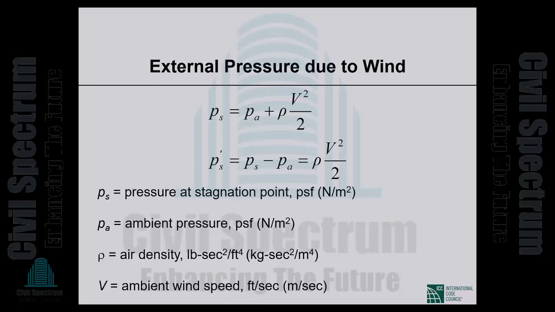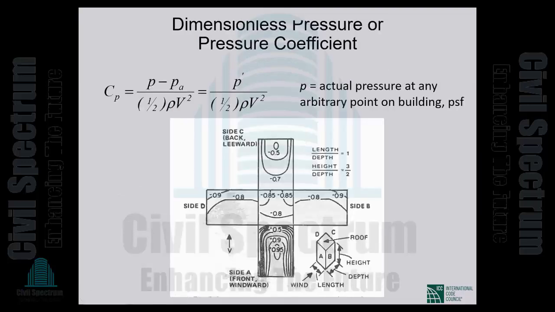So the stagnation pressure is ambient pressure plus rho v squared by 2. And if we call pressure above ambient as the pressure P sub S prime, that is rho v squared by 2 at the stagnation point.